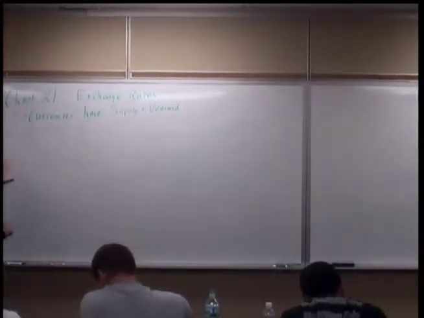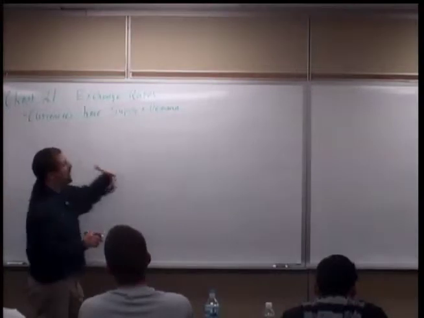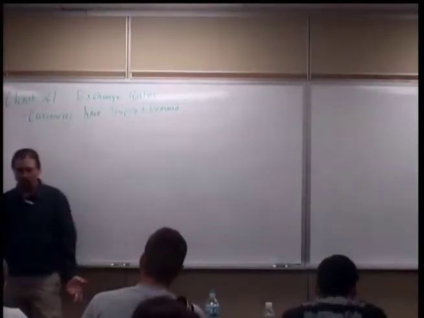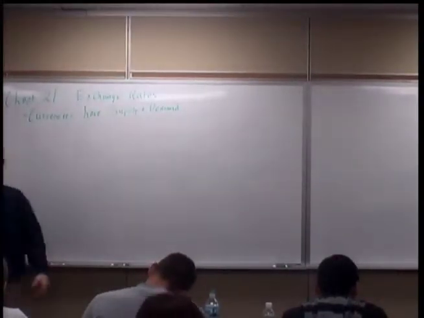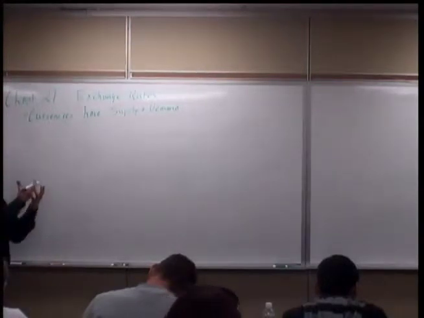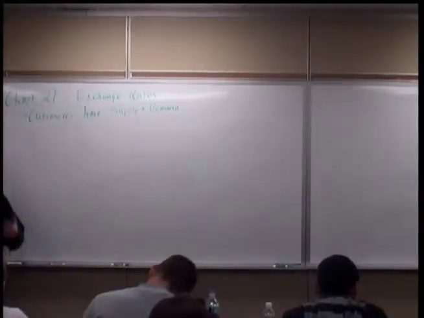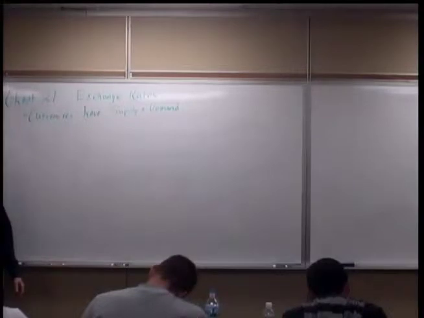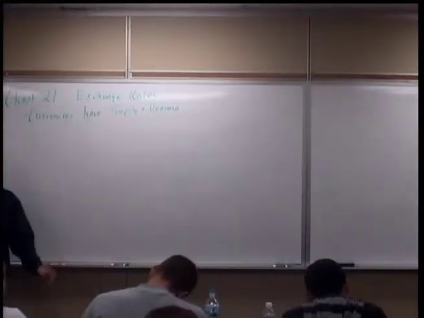All right, the last thing that we're going to cover in chapter 21 are exchange rates, or how does it work that the American dollar is sometimes worth 1.5 euros and sometimes it's only worth 1.25 euros. Why is it constantly changing?